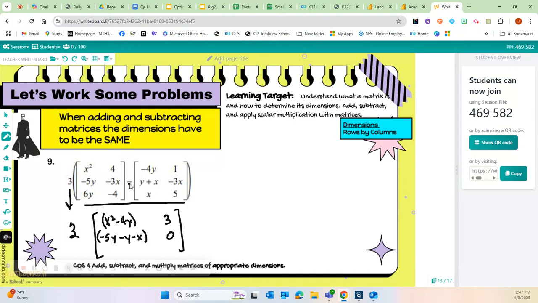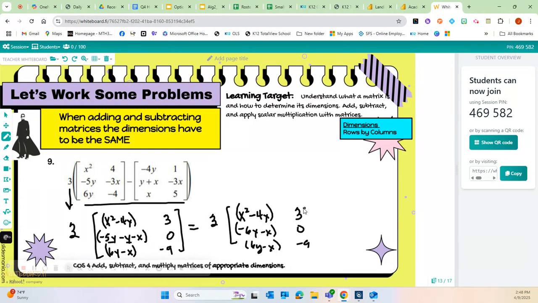And then 6y minus x, and then negative 4 minus 5. Before I multiply my scalar of 3, I am going to simplify because I do see I have some like terms here. So I'm going to end up with x squared minus 4y. That'll be like one term. Then we got 3. Negative 5y minus y is going to give me negative 6y minus x. Still got the 0. And then 6y minus x. Don't have any like terms there.